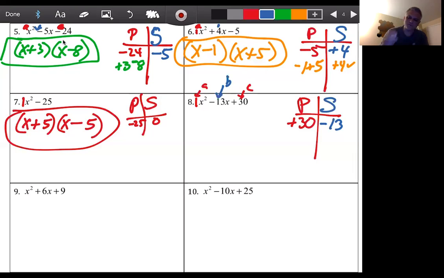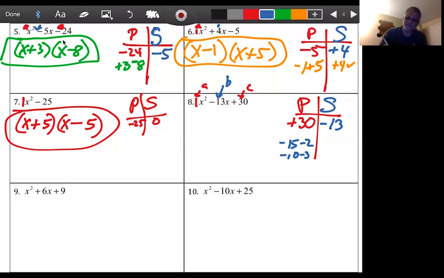Okay, so I got a couple of options. So because it could be 15, 2, or it could be 10 and 3, we have to look at sign. Okay. Sign's positive. Okay, so it's either going to be positive times positive or negative times negative. Well, this guy says they have to add up to a negative number. So that means it's got to be negative, negative. So let's try these.